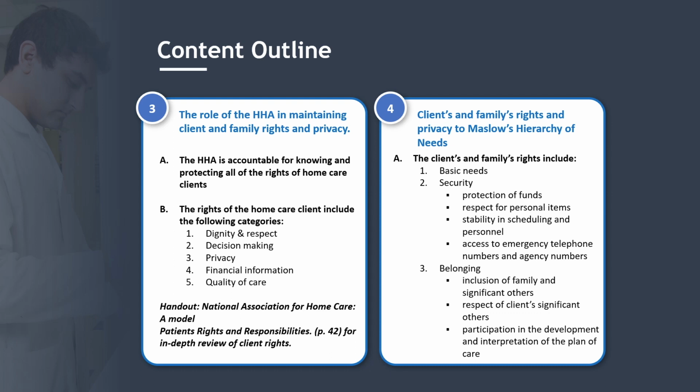Section 4. Clients' and families' rights and privacy related to Maslow's hierarchy of needs. A. The clients' and families' rights include basic needs, security, including protection of funds, respect for personal items, stability in scheduling and personnel, access to emergency telephone numbers and agency numbers. Belonging, inclusion of family and significant others, respect of the client's significant other, participation in the development and interpretation of the plan of care.